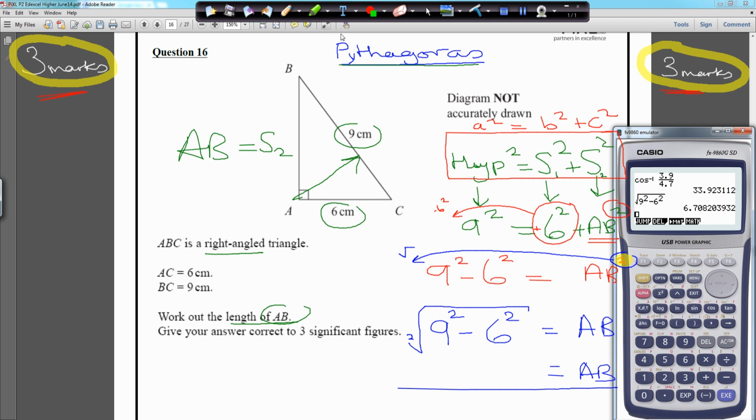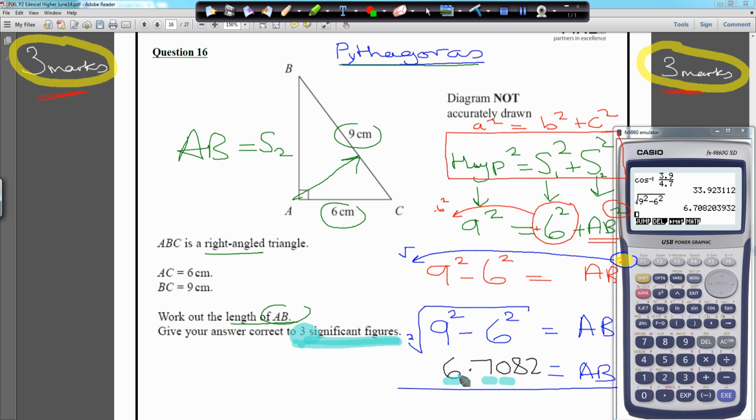Let's write those numbers down. So we have now 6.708 and so on. Now, we're looking for 3 significant figures, folks. That's the key thing in the question. If you don't give the answer to 3 significant figures, you will definitely lose marks for not following the examiner's instructions. So here's our first significant figure, here's our second, and here's our third.